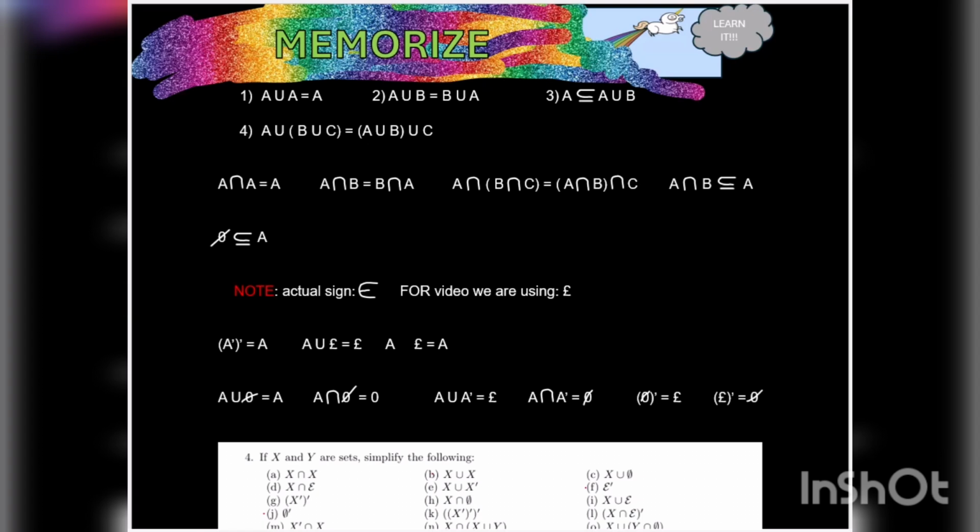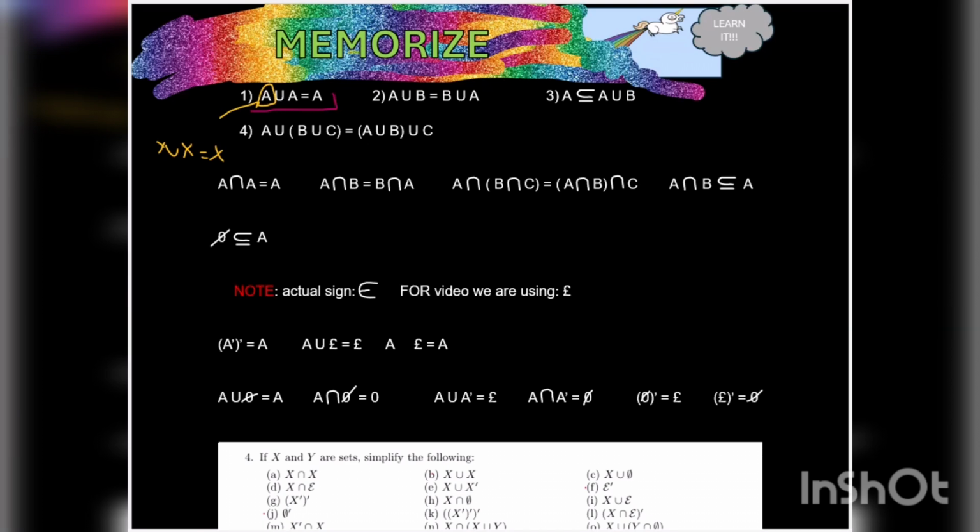Now what you have to understand when dealing with any of these properties is that the concept of it will remain the same. So A union A will always be equal to A. The only thing that may change is the variable, which is A. And instead of A, we could put X union X, which will equal X. That's the only thing that changes when we deal with these properties.